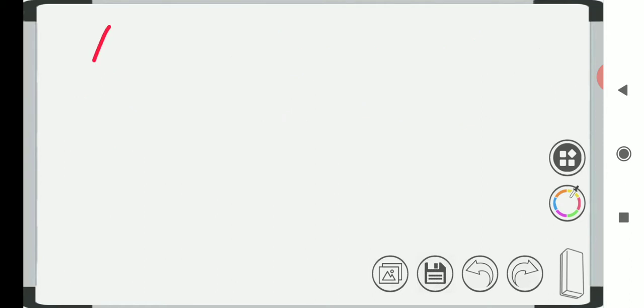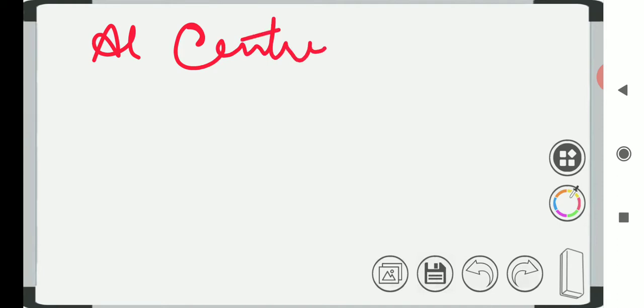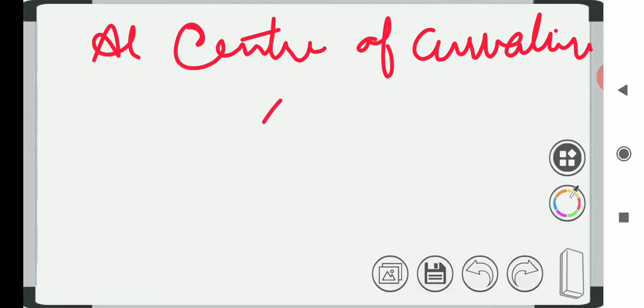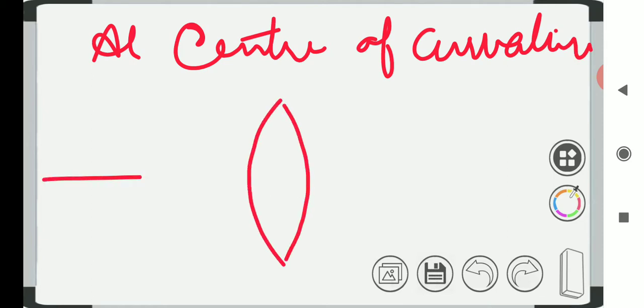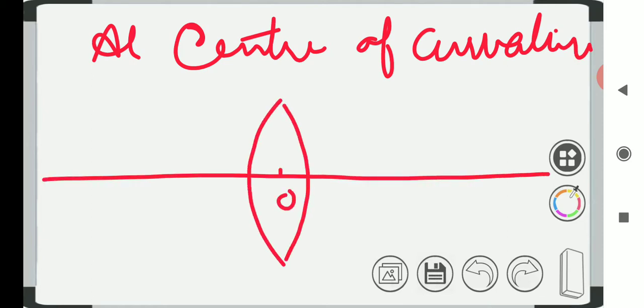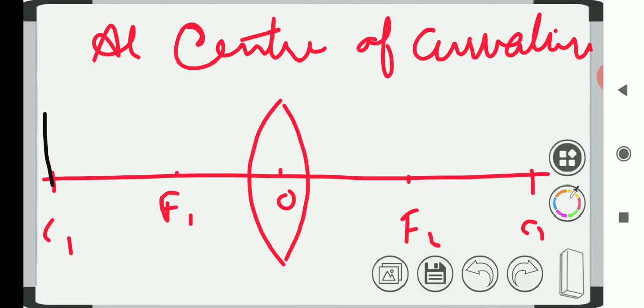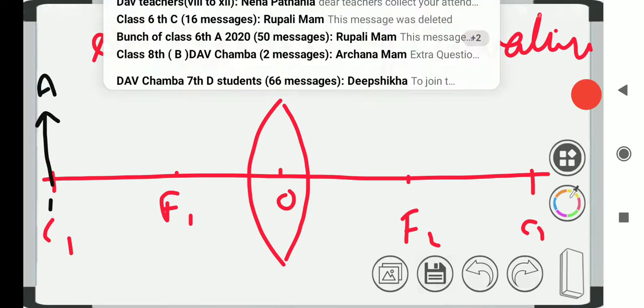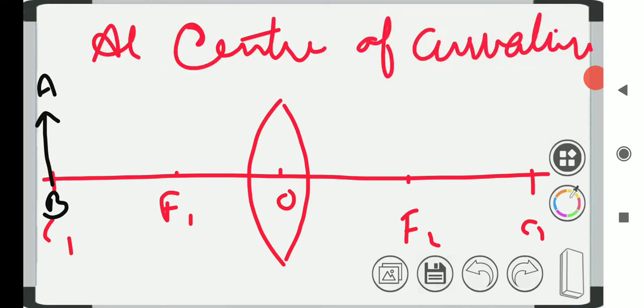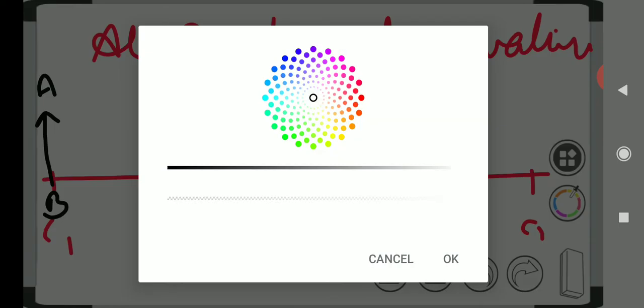Now today we will discuss when the object is at the center of curvature. For example, this is the optical center, this is the first focus point, this is the second focus point, this is C1 and this is C2, and an object AB is placed at the center of curvature. Then we will consider generally two rays.